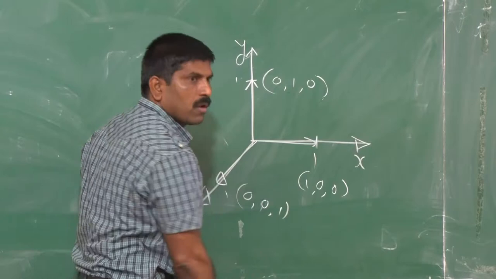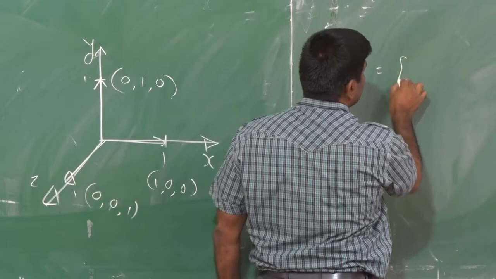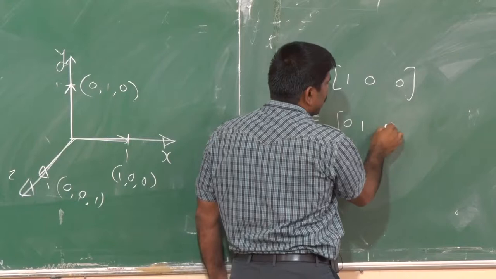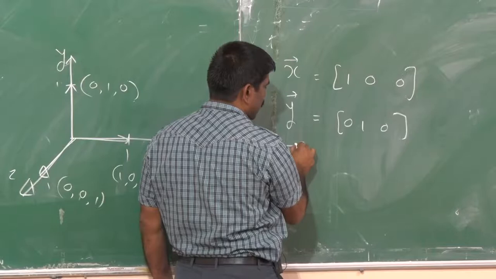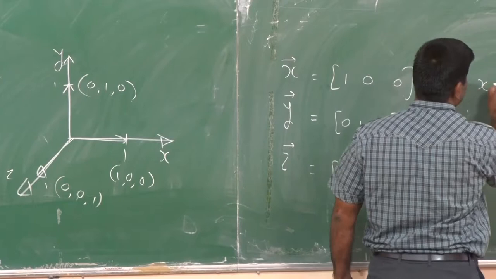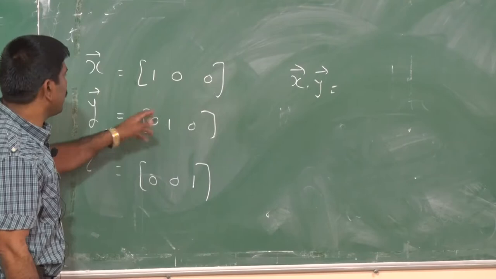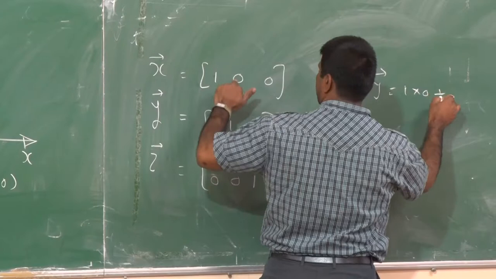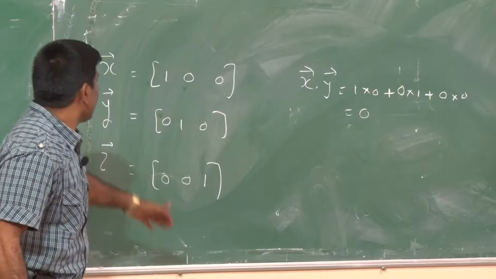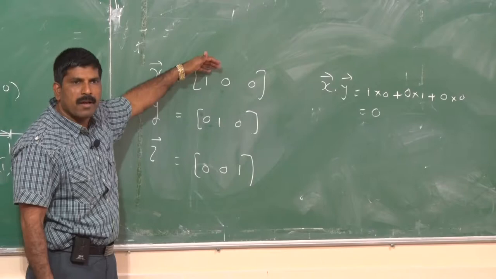So, if you write the vector x, it is nothing but 1, 0, 0. Vector y is 0, 1, 0. Then vector z is 0, 0, 1. Now, if you take the dot product of vectors x and y, it will be the product between individual elements, that is 1 into 0 plus 0 into 1 plus 0 into 0. So, everything is 0. So, the dot product is 0. The same thing will happen with the dot product between y and z, and z and x. So, all those vectors are orthogonal to each other.